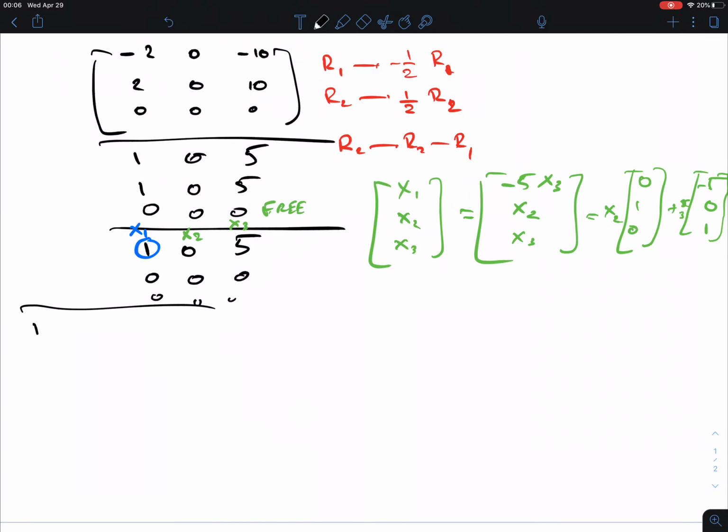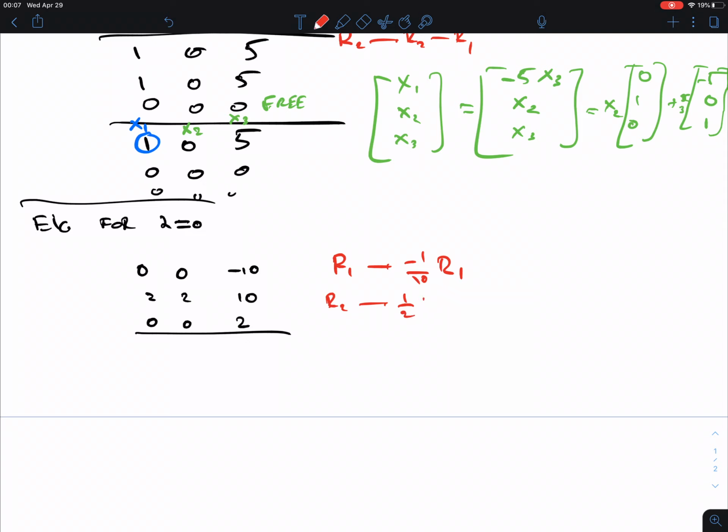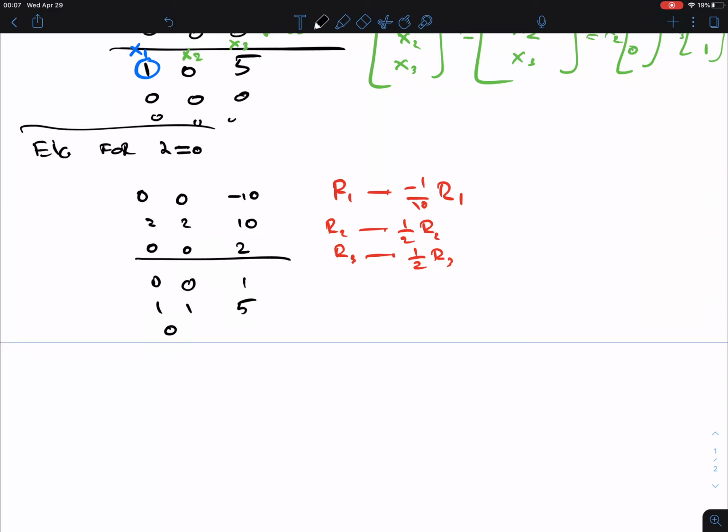So what about the eigenspace for lambda equals 0? That of course just means the original matrix. So that was the matrix 0, 0, negative 10, 2, 2, 10, 0, 0, 2. So we have to find the reduced echelon form from that. We can again divide by the right numbers: the first row by minus 10, the second by 2, and the third also by 2. And this gives me 0, 0, 1, 1, 1, 5, and 0, 0, 1.